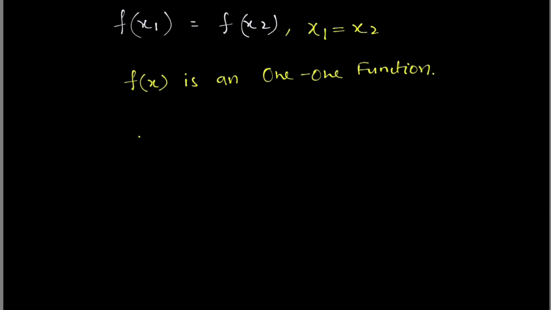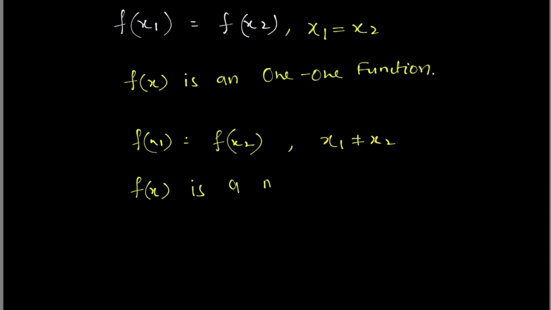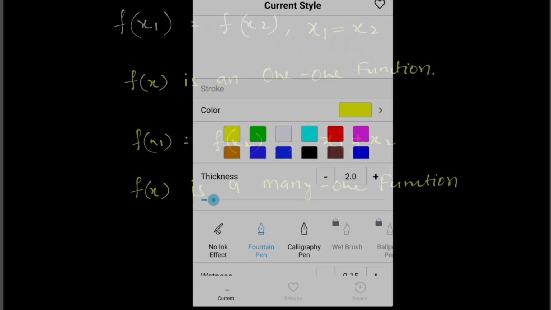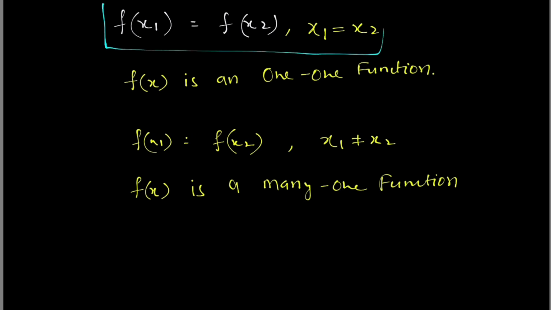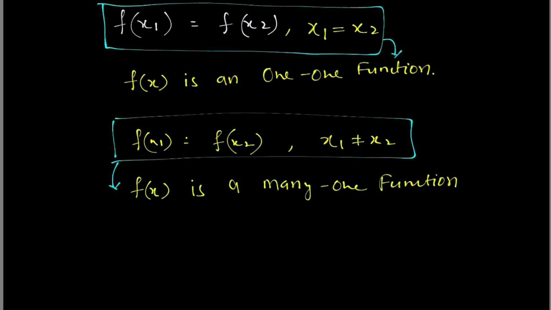In all other cases, means f of x1 is equal to f of x2, but x1 is not equal to x2, means when the input values are not equal but the output values are both equal, the f of x function is a many one function, many to one function. Means for the same image it is having two pre-images in the previous value. So this is the condition for one-one function, and here is the condition for many one function.